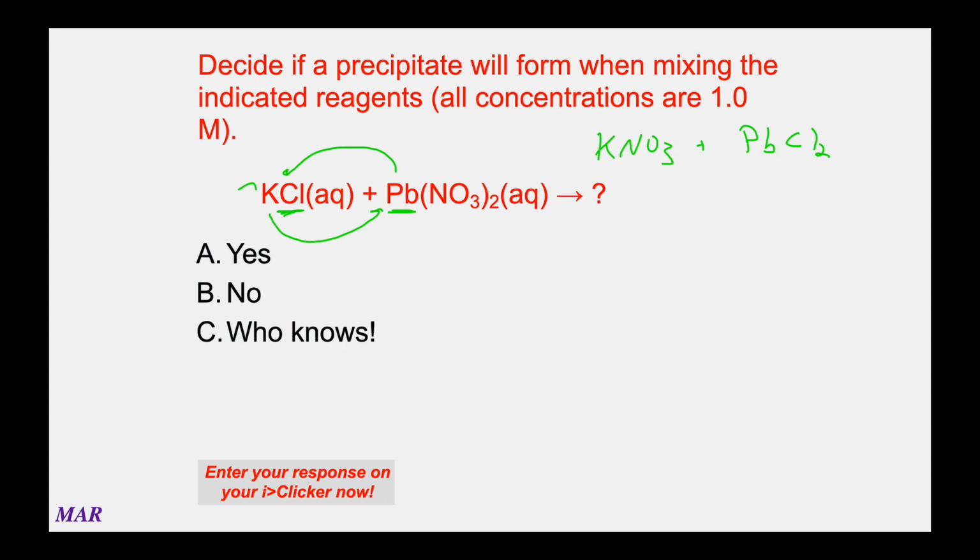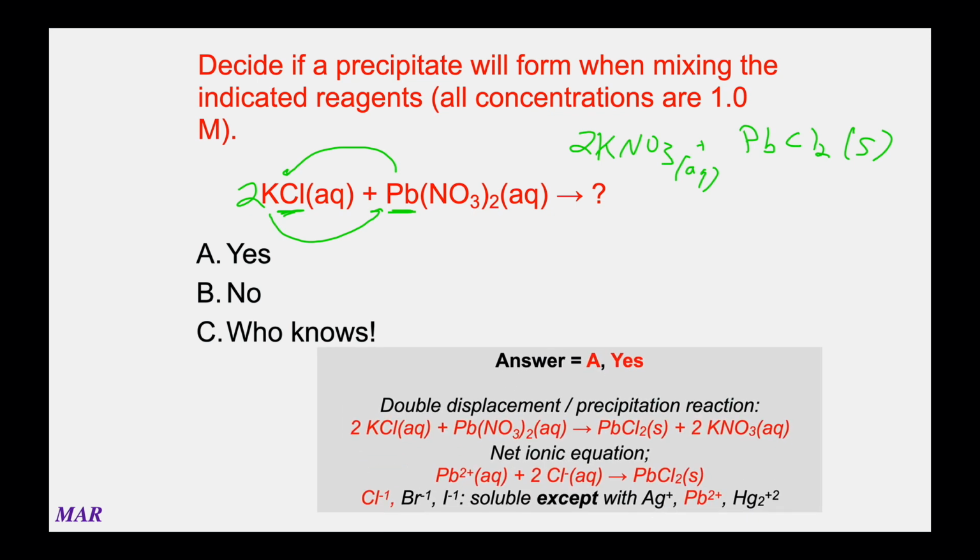And if you balance this out, you would put 2's right there. Anything with potassium or nitrate is aqueous, and so that includes KCl and Pb(NO3)2. It also includes KNO3 on the product side. On the other hand, PbCl2, chloride is an exception when it's with lead. This one will be insoluble. So you would expect a precipitate, a solid, to form, all right?